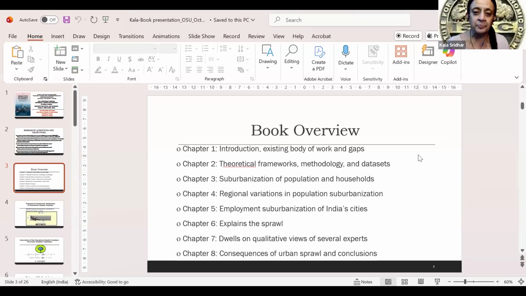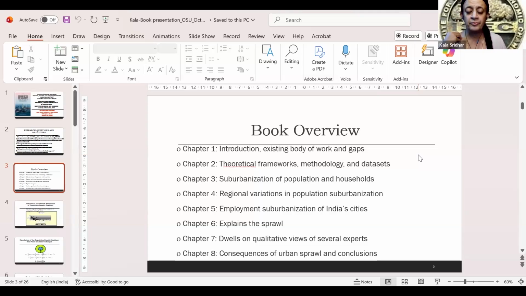And chapter 3 focuses on the suburbanization of population and households in India cities. Chapter 4 basically talks about the regional variations in population suburbanization. Chapter 5 is about the job suburbanization of India cities. And chapter 6 explains the suburbanization.